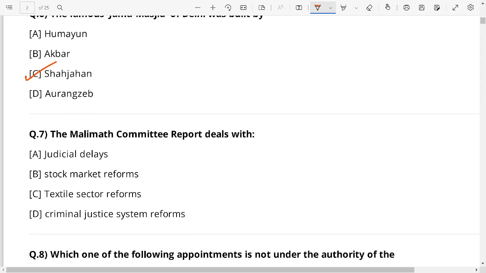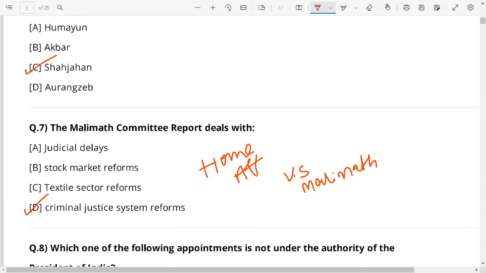Next question. The Malimath Committee report deals with which of the following? The right answer will be option D, that is criminal justice system reforms. This committee was constituted by the Ministry of Home Affairs under the chairmanship of Justice V.S. Malimath, the former Chief Justice of Karnataka and Kerala High Courts. The committee was established to propose reforms in the criminal justice system and the constitutional provisions related to it. Next question.